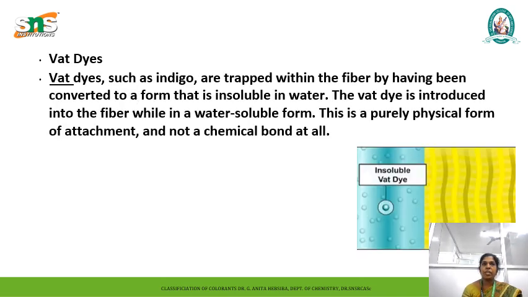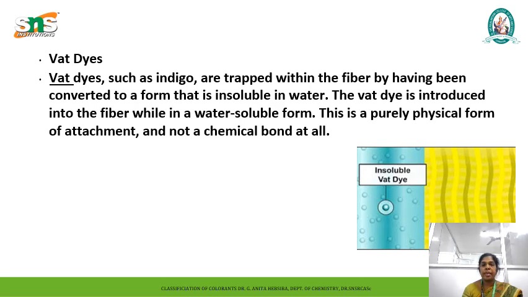Vat dyes. Actually, vat dyes are insoluble in water and you have to make them soluble by reducing them. You can make use of a reducing agent to convert that insoluble vat dye to a leuco form which is soluble one. So the vat dye is now taken for dyeing. So the first step is solubilization. The second step is dyeing and the third step is again oxidation to ensure that the dye is becoming insoluble and it is getting fixed into the fiber. It's a very purely physical form of attachment and not a chemical bond at all.